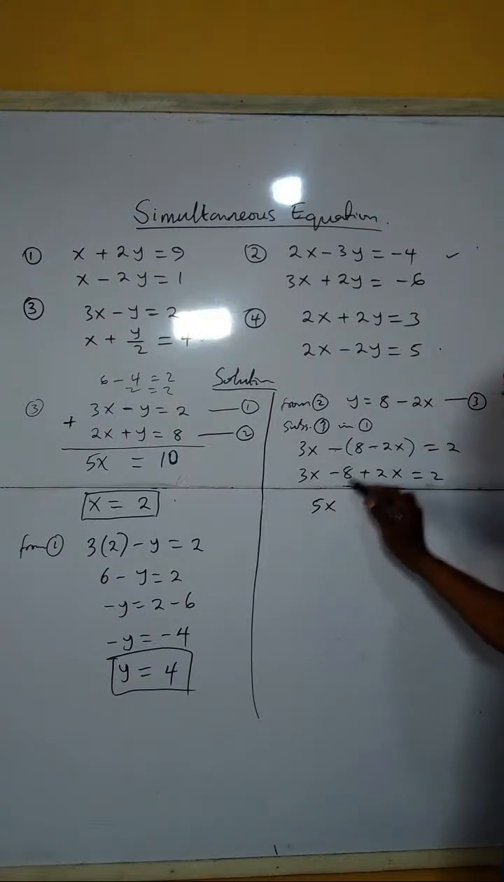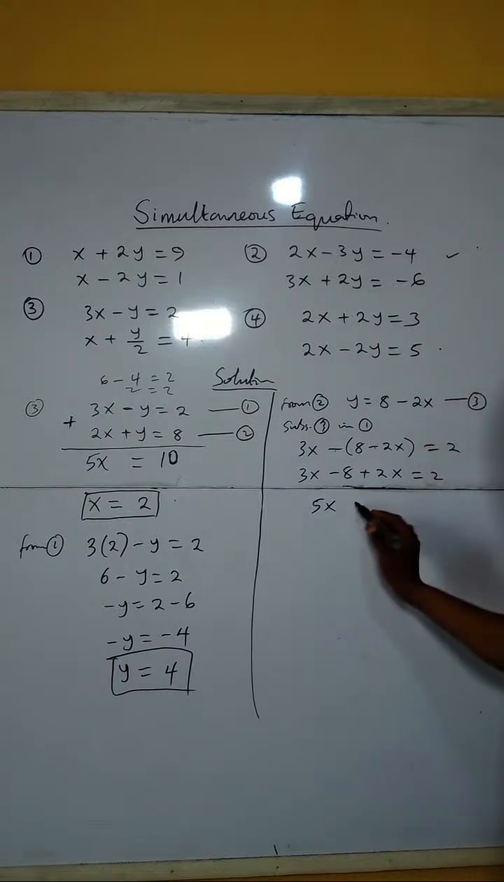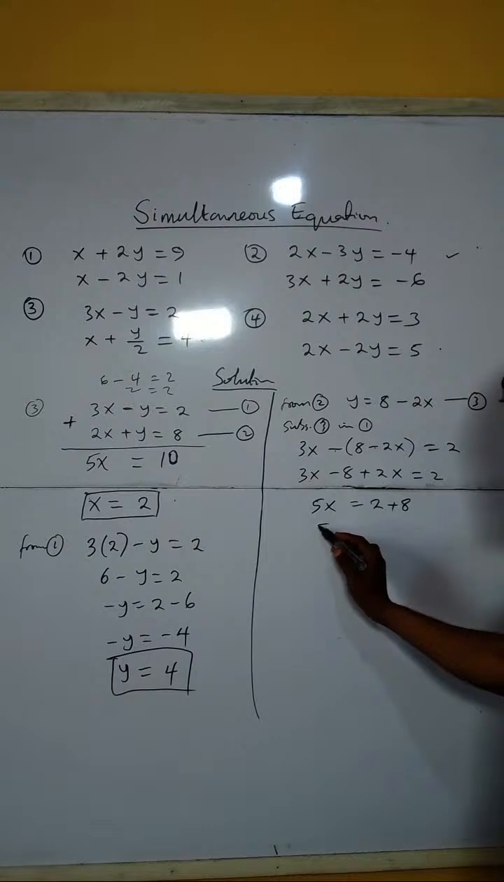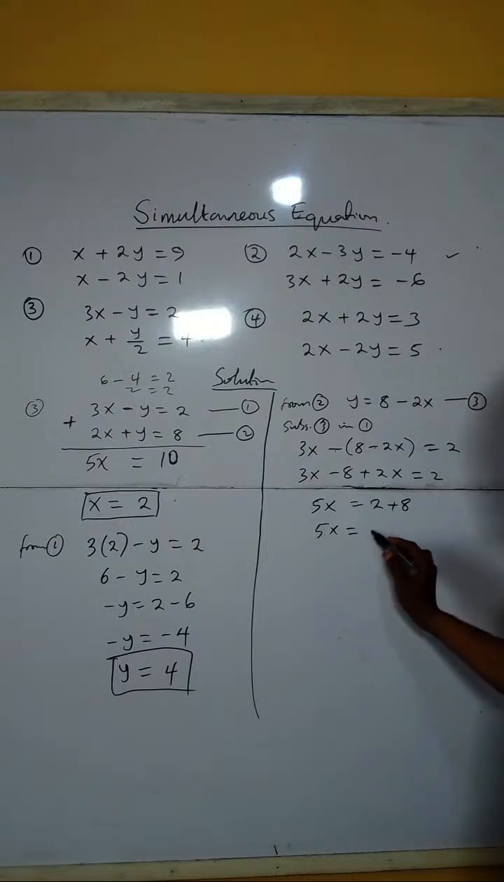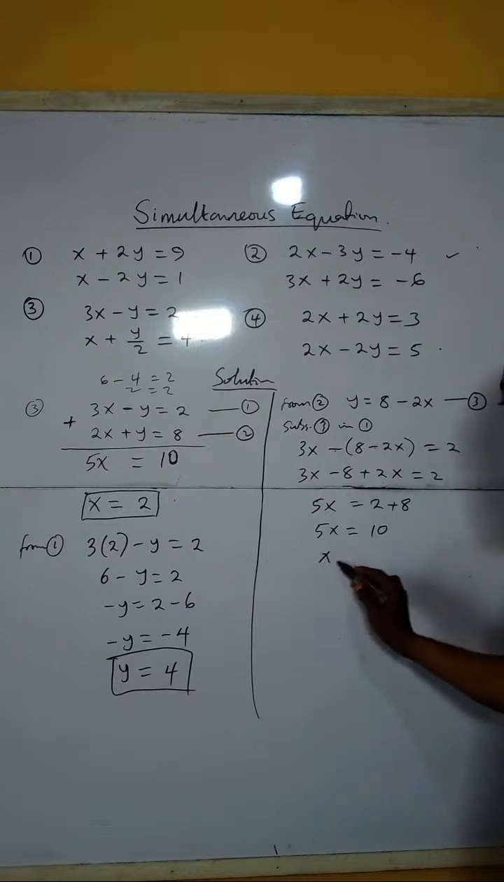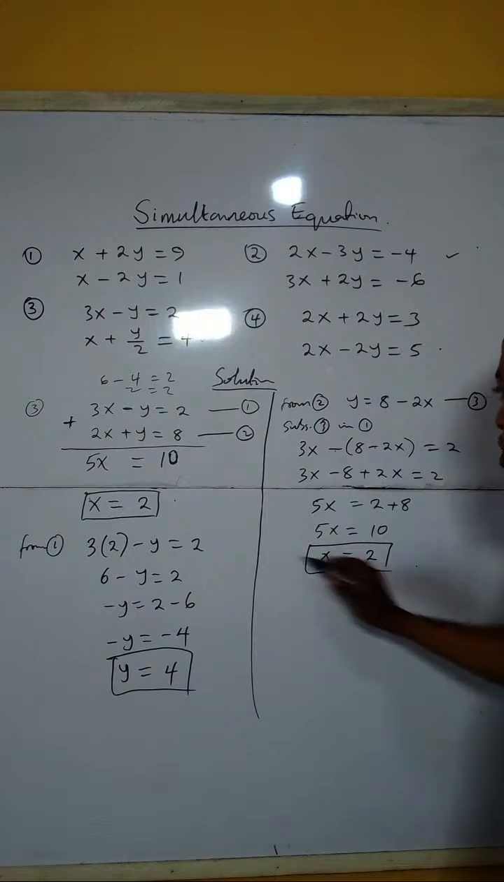Taking minus 8 to the right hand side becomes plus. So equals 2 plus 8. As this, we have 5x equals 10. Also divide both sides by 5. We have x equals 2, which is the same as what we have here.